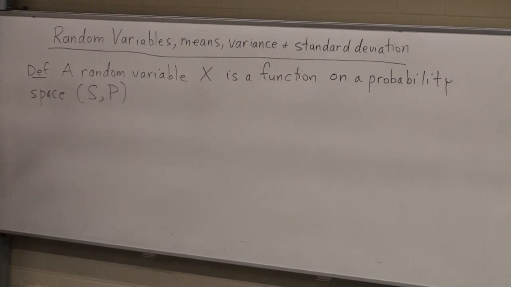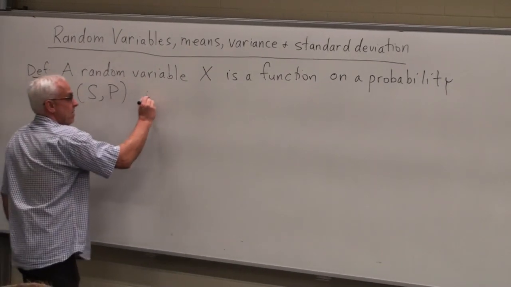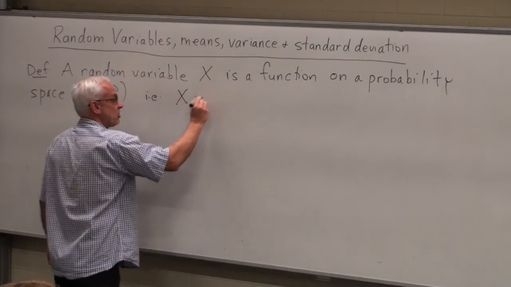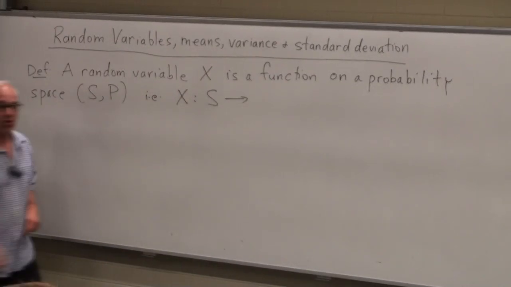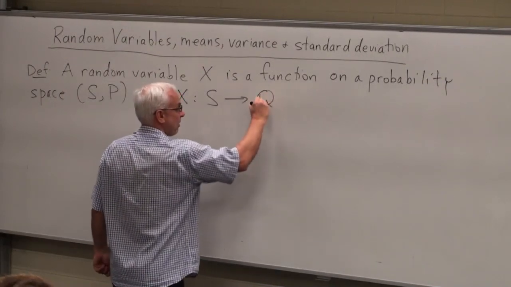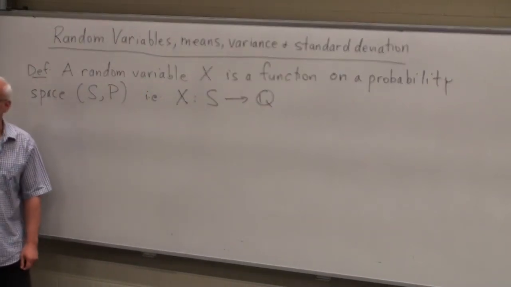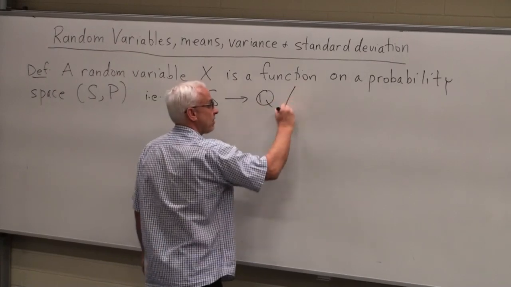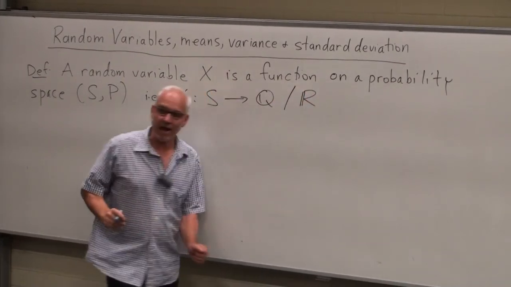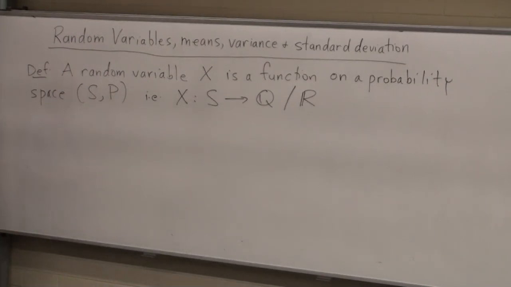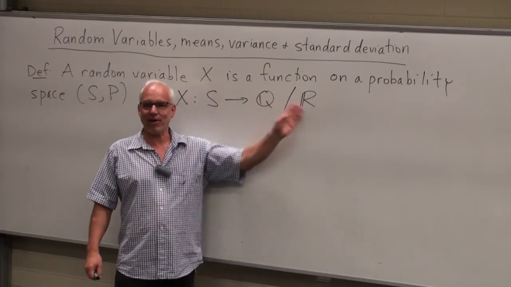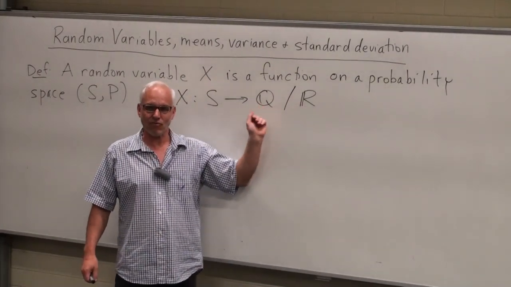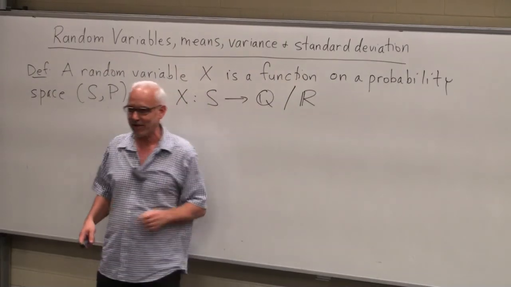Right. So X is a function on that, so we might say that X is actually a function from the sample space to our number system. Well, my favorite number system is the rational numbers. Those of you indoctrinated into modern analysis will know about the real numbers, or think you know about the real numbers. Whether you actually do or not is a different question. But let's be flexible, all right, and we'll say a rational valued function or a real valued function.